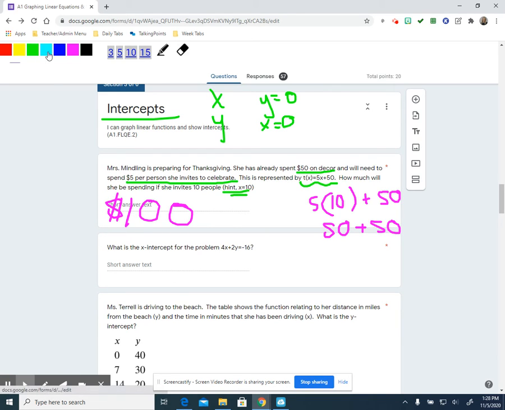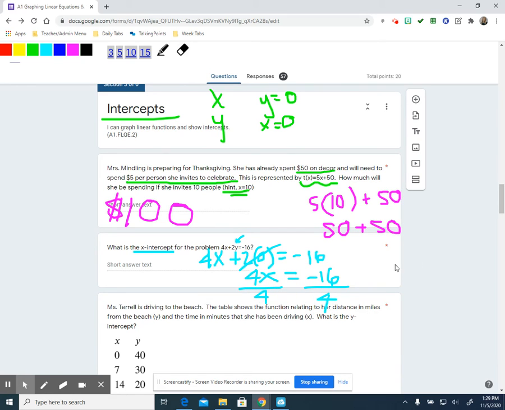Next question asks, what is the x-intercept for a problem? The x-intercept is when y is 0, so we need to substitute 0 in for y. We get 4x plus 2 times 0 is equal to -16. This will cancel, and I get 4x is equal to -16. I can divide both sides by 4 to solve for x, and I get that x is -4. Remember that x is -4 when we plugged in 0 for y.